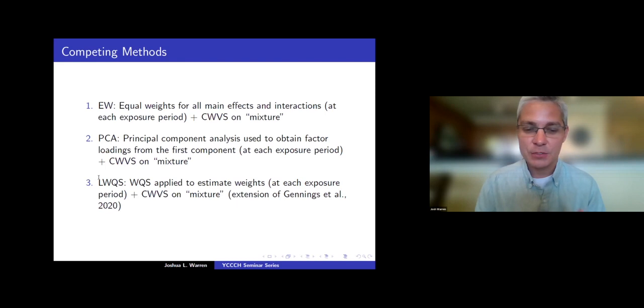And then finally, the most sophisticated approach at that time was this lag weighted quantile sum regression that we talked a little bit about, where we applied weighted quantile sum regression separately to each exposure period, let that estimate the weights, create the little package of exposure, and then throw those packages into the regression model using CWVS. Once you condition on the weights and you know the weights, you basically have one exposure, and that exposure is the mixture package that you've made. So the modeling becomes much simpler in that case.